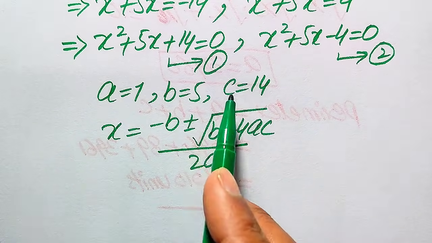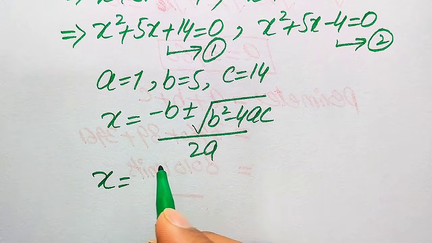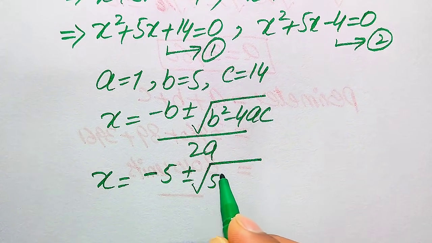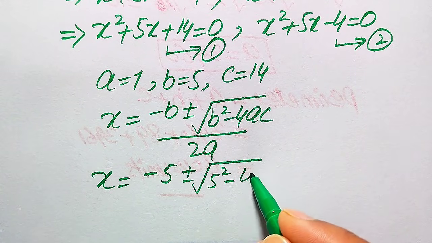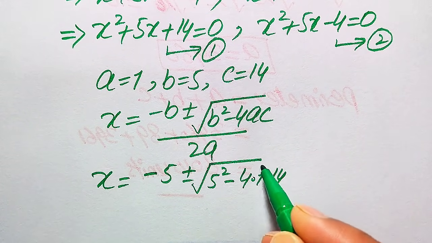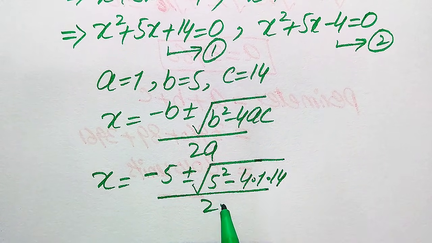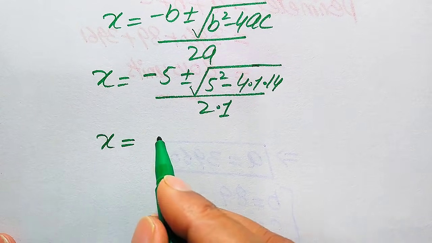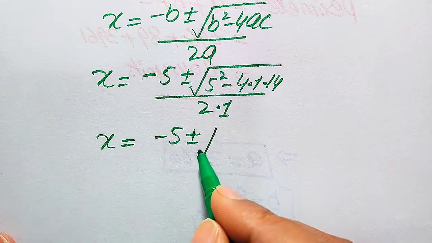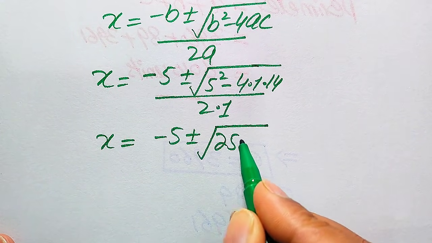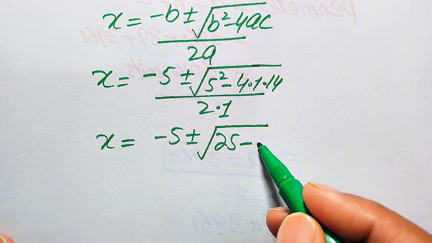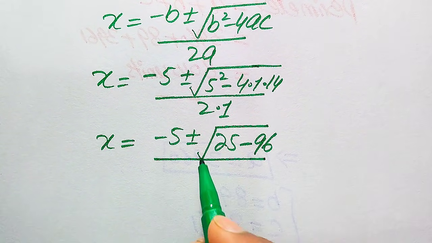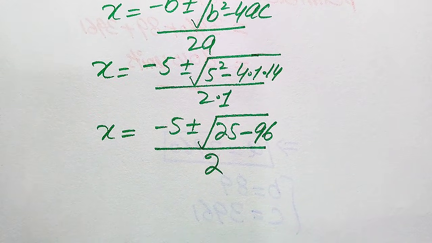We substitute these values of a, b and c here, and it becomes x equals minus b, it is minus 5 plus minus square root of b square becomes 5 square minus 4 times a and c, and it is divided by 2 times a. So here our a equals 1. We have x equals minus 5 plus minus square root of 5 square becomes 25 minus 4 times 14 becomes here 56, and it is divided by 2 times 1 equals 2.